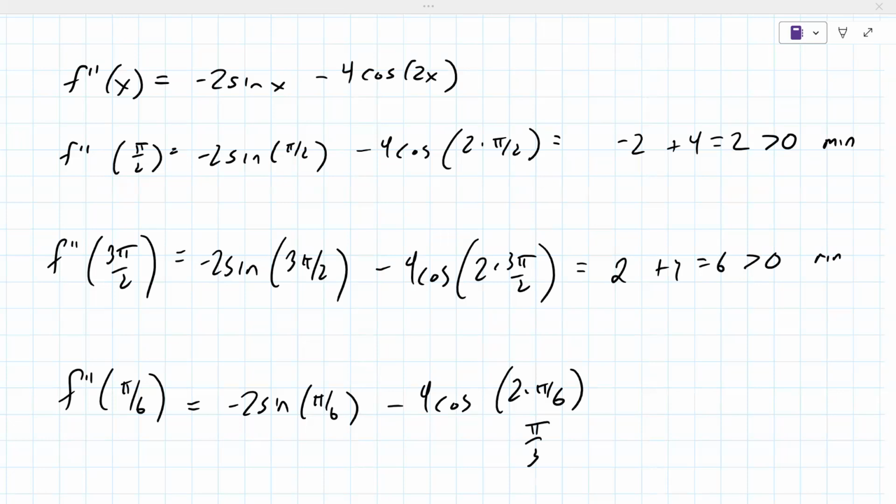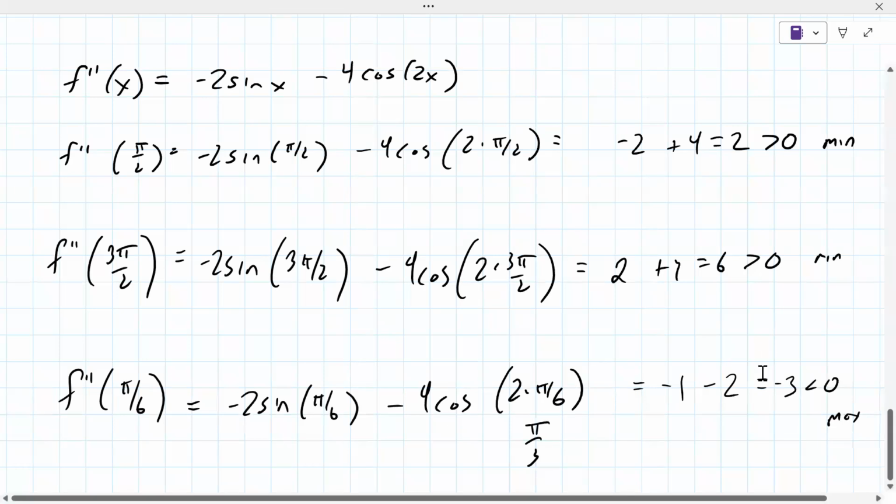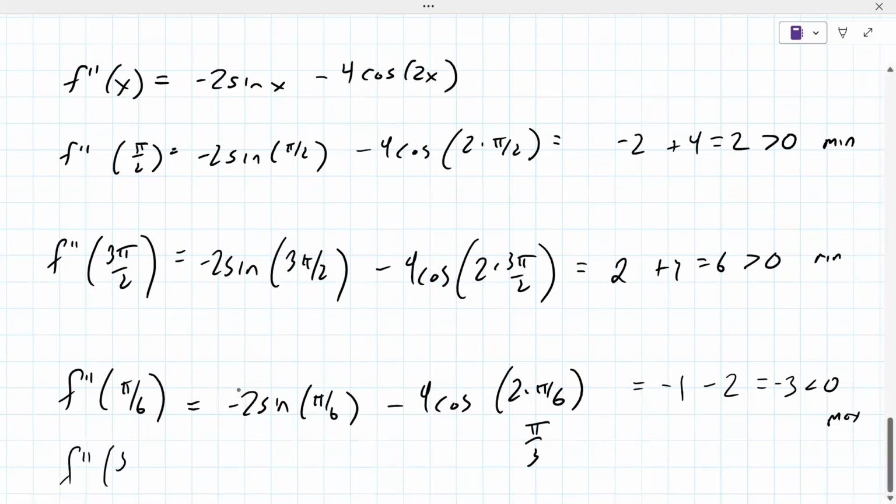So sine of pi sixth would be negative 2 times 1/2, so negative 1. And then pi thirds would be 1/2, so negative 4 times 1/2, so negative 2. It's less than 0, so it's a max. Again, you don't have to actually get the value. Once you realize they're both negative, you can say it's less than 0, that's a max. Some teachers want you to get the full one.